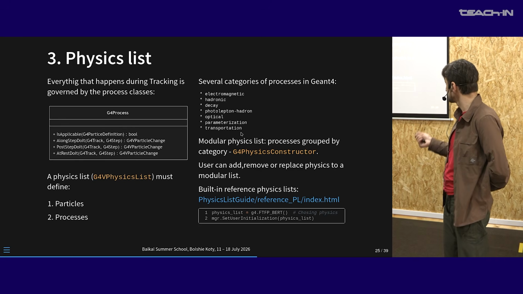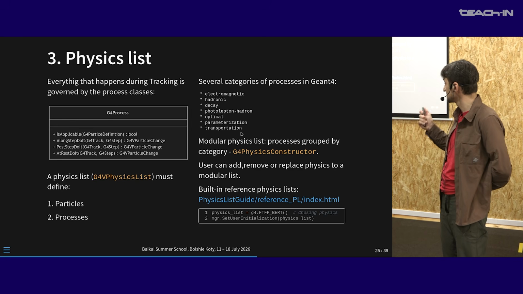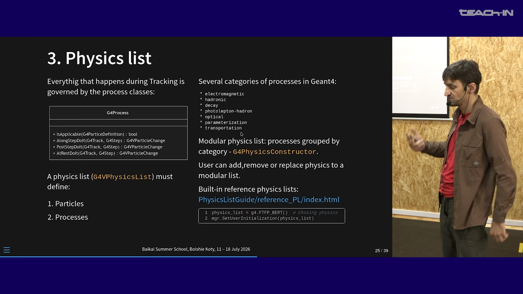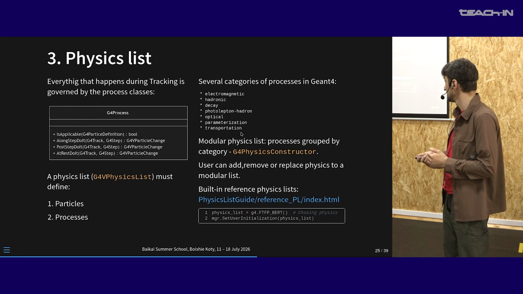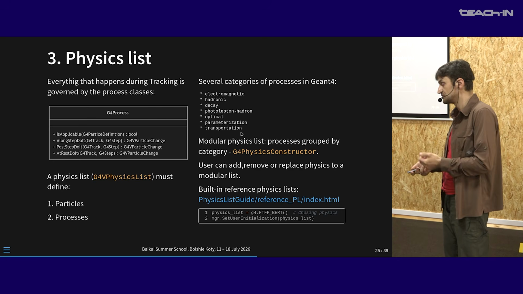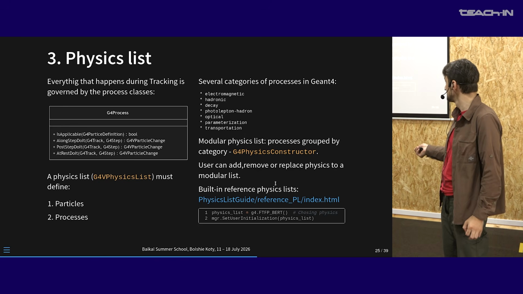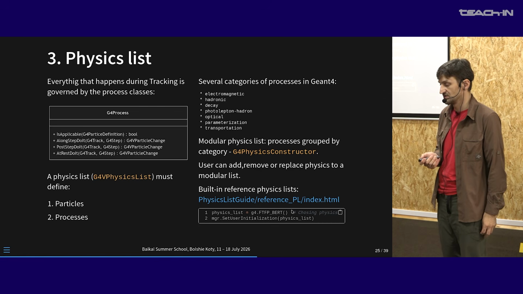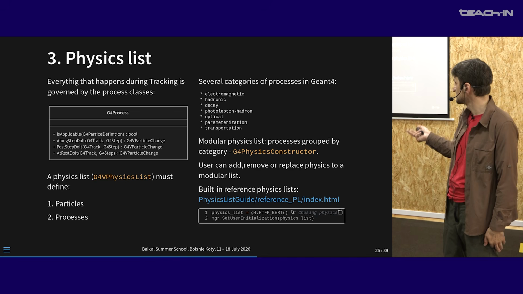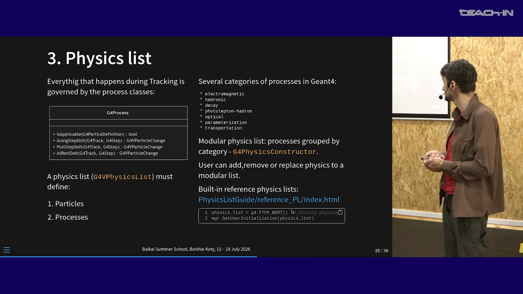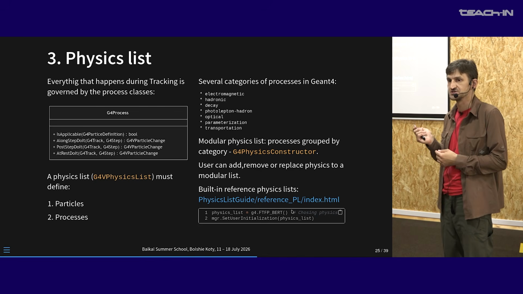And then there are these reference physics lists pre-made by the Geant collaboration. They have their recommended use cases, so we will use the recommended default for astrophysics, accelerator, etc. applications. So they have the recommendations.